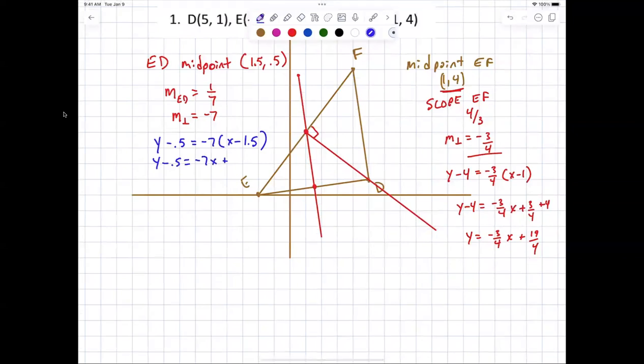-7x plus, what is that, 10.5? Then you add 0.5, is that 11? Hope that's right. Anybody else get that? All right, so those are our two equations. Y equals -7x plus 11. All right, knock that out real quick. Let's go. Type those two equations into your calculator and see what the point of intersection is.